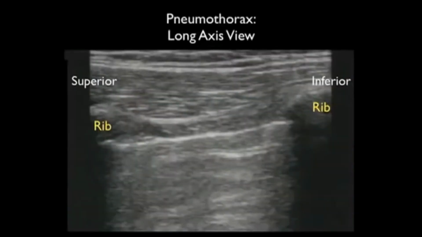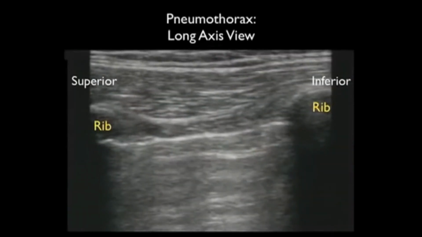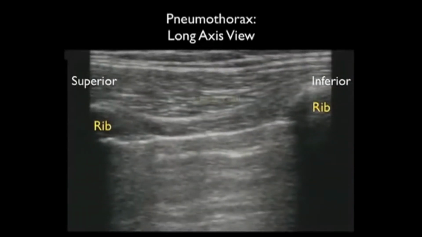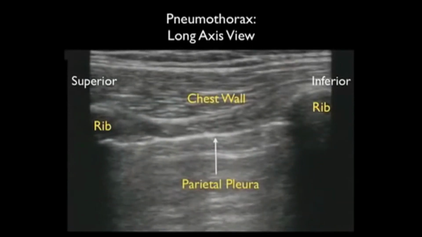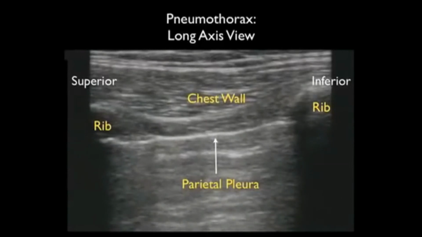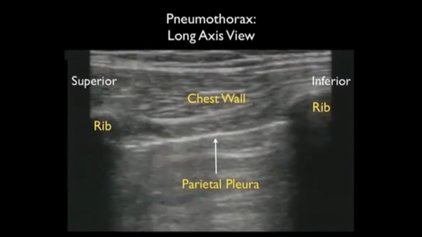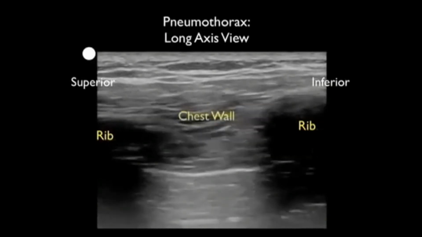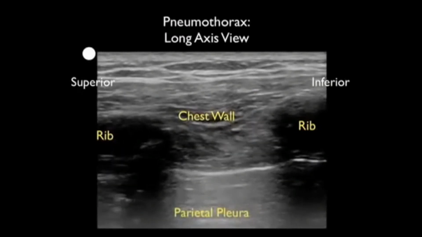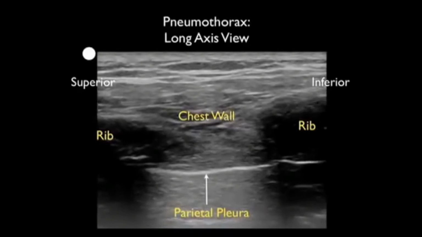Here's an ultrasound image taken from a patient who was stabbed to the left chest and who had shortness of breath. What we see here is a long axis view of a pneumothorax. Let's take a look at the chest wall anteriorly, and right below that we see the parietal pleura. Here's another image of a pneumothorax in a long axis configuration, and we see here the chest wall anteriorly and the single white line which is the parietal pleura.